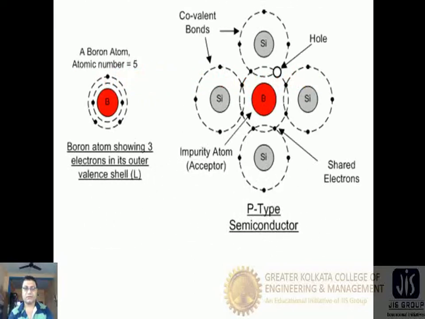So first comes the semiconductor material. It is the p-type semiconductor material where boron is the trivalent element. That means it has 3 electrons at its outermost shell. The 3 electrons make covalent bonds with the silicon. That means silicon is the pure semiconductor, and boron acts as a dopant in the silicon and it produces the hole as a carrier and makes a p-type semiconductor.